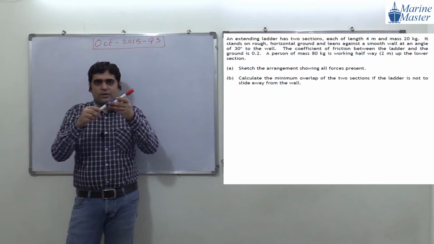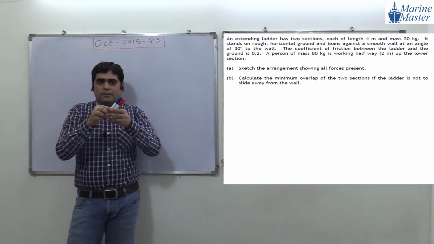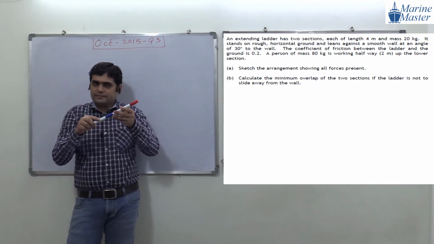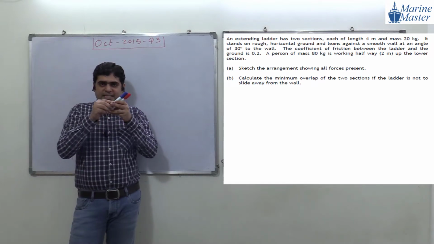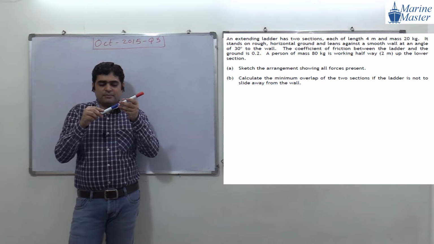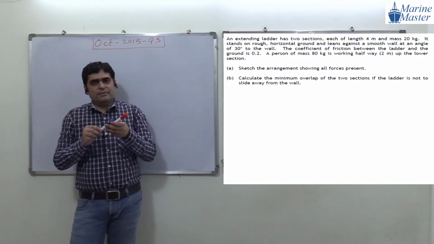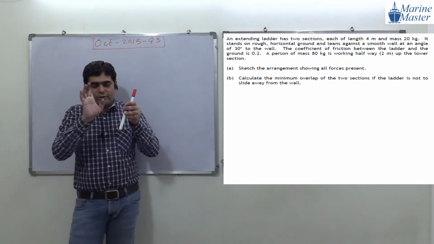So extending means what? The minimum length of the ladder will be 4 meter. The maximum length of the ladder will be 8 meter. The minimum length can become 4 meter, and the maximum length can become 8 meter. But for the given scenario, it is in between 4 to 8 meter. Try to see the point here.